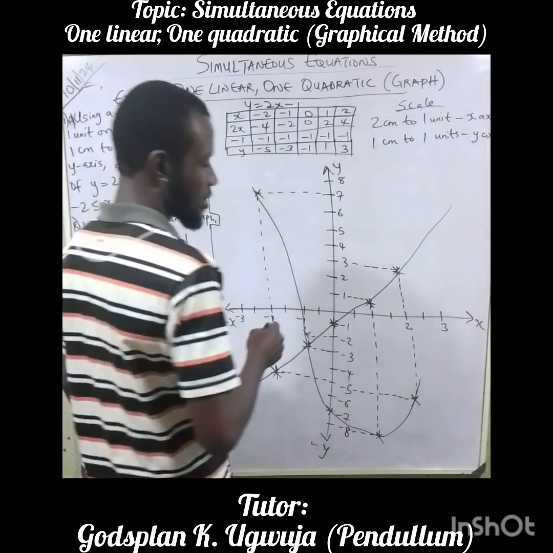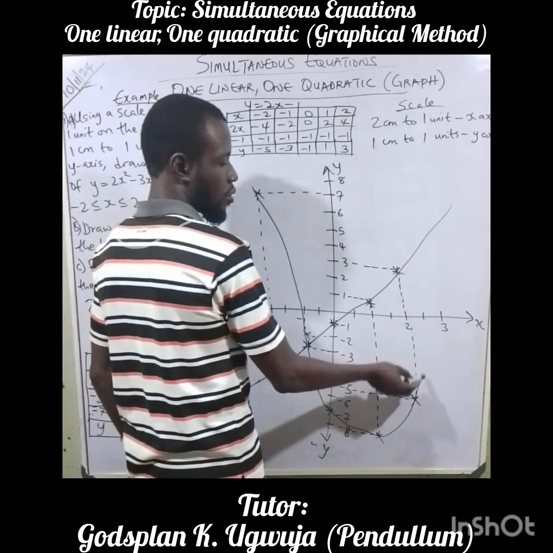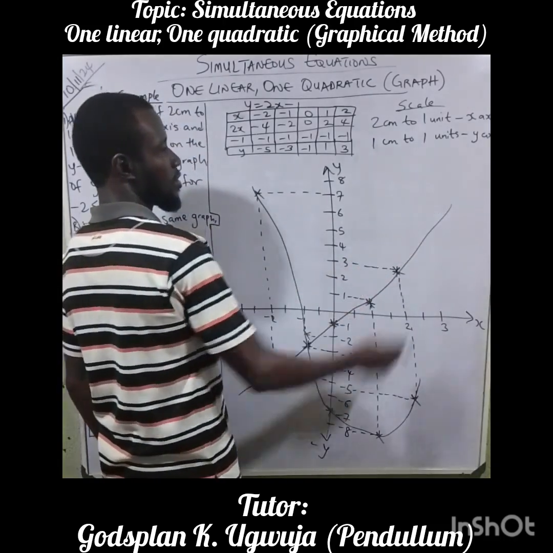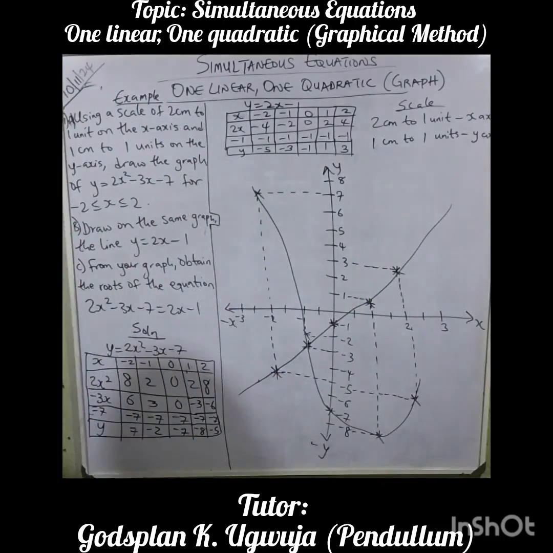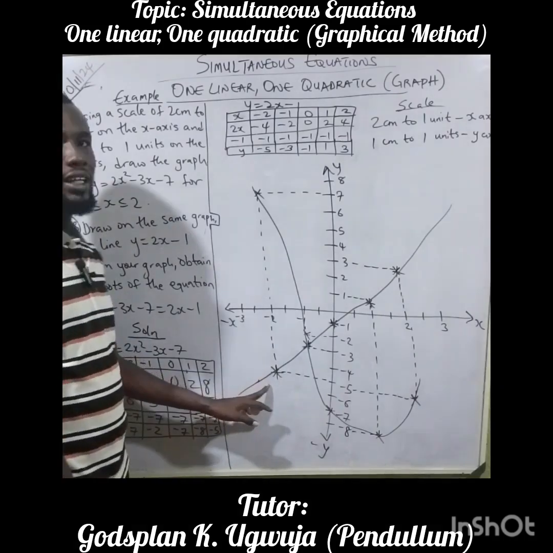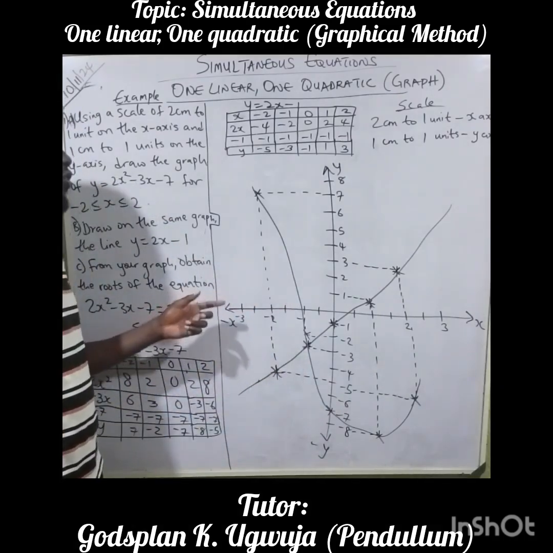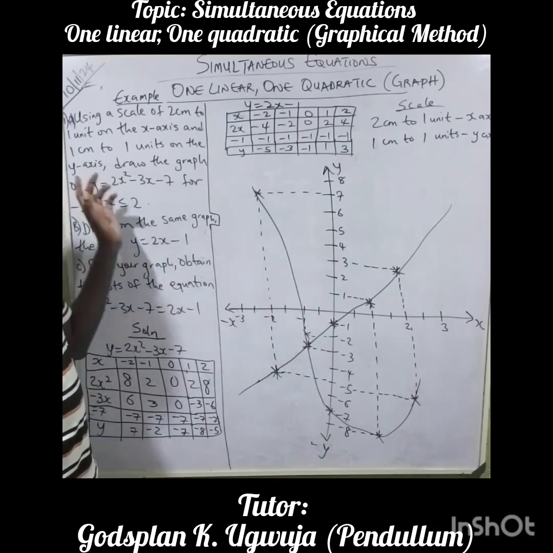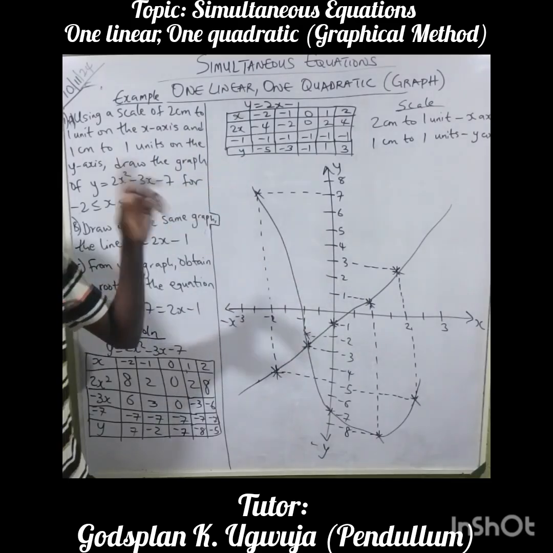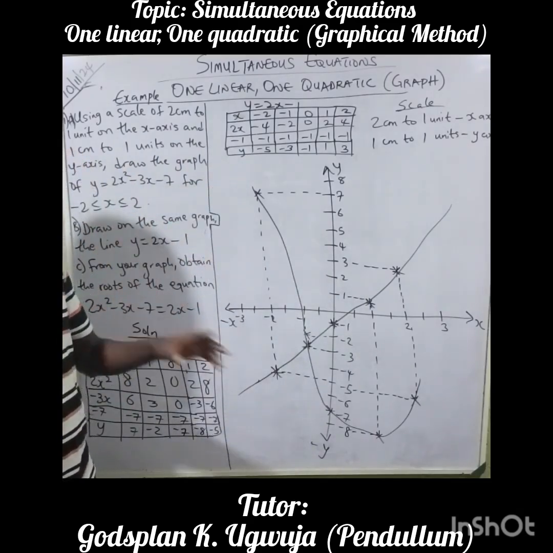Now, you can clearly see that this curve needs to come up more to be able to reach this line. So what this means is we have to extend this table, because this line is supposed to cut this curve at 2 points. That will give you the roots of the equation. Remember that this is one linear, one quadratic. So you're supposed to get 4 roots, 2 x and 2 y.